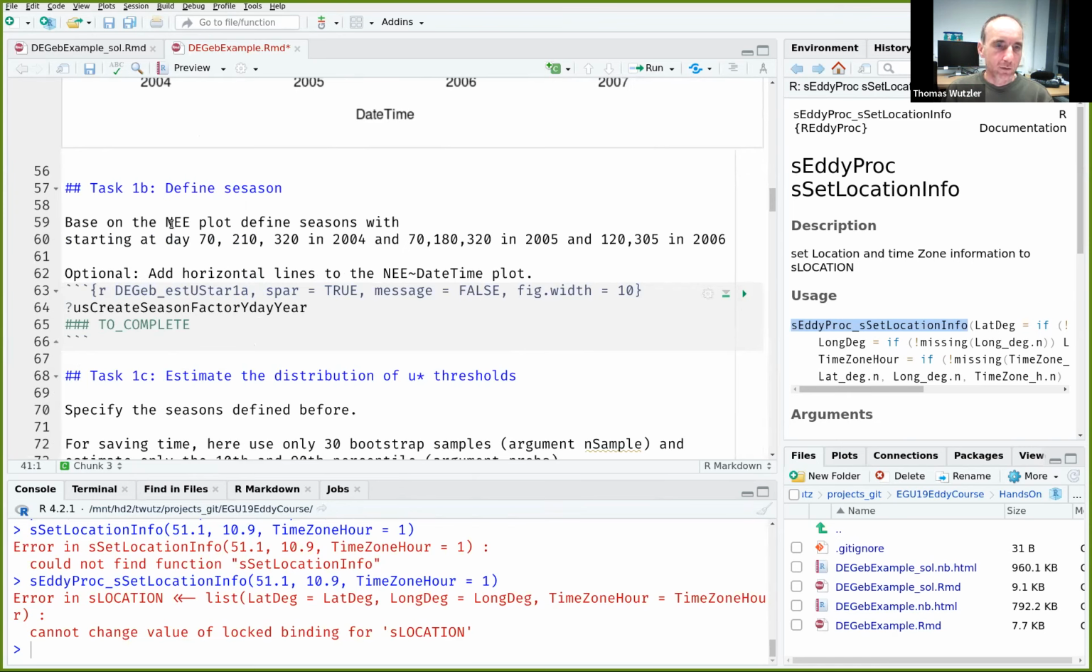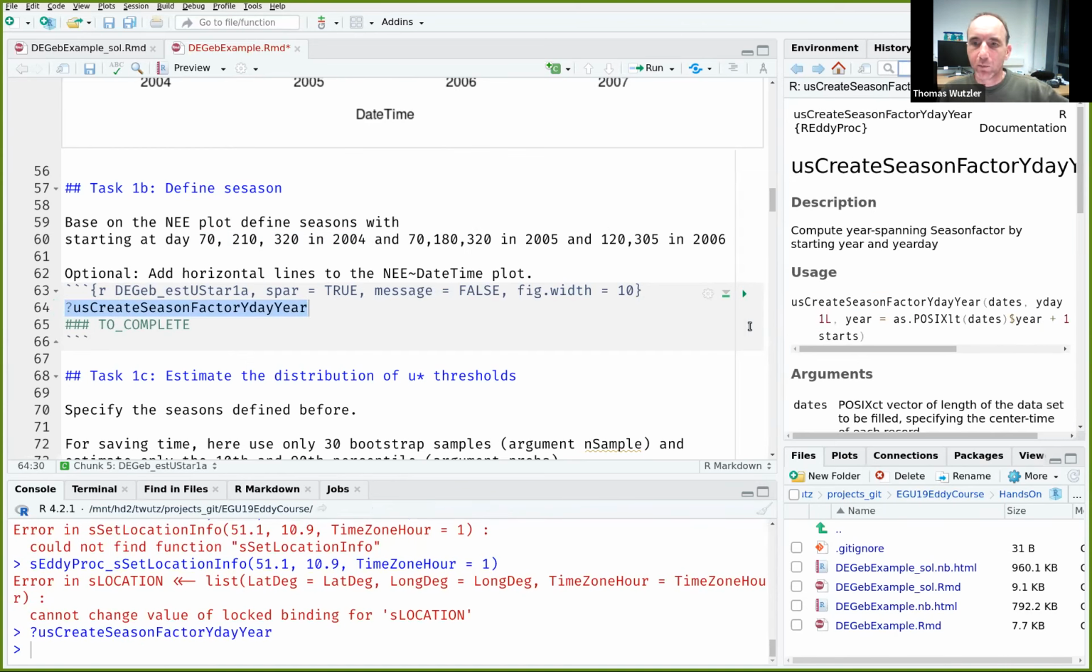And now you can define different seasons with day 70, 110, 204, 71, and so on. It's written here. You have to do this in a data frame. This is again the season factor year, year, day. It doesn't start with a single F, so it's a usual function, not related to the REddyProc class.